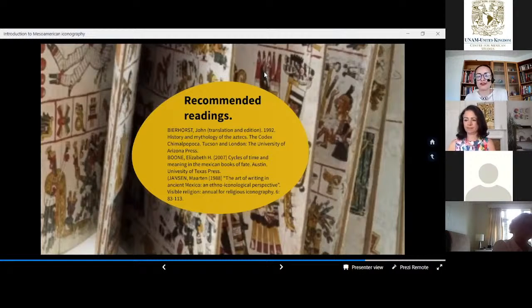It's complex, it's difficult indeed, but it's an invitation and I'm sure you could try to approach it. I particularly recommend a very nice book written by Elizabeth Hill Boone, Cycles of Time and Meaning in the Mesoamerican Books of Fate. It's also available in Spanish, and that book will provide you a great tool to begin to work. And from that point, you will be able to see different iconographic patterns in different kinds of supports, no?